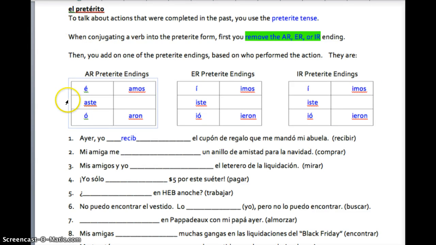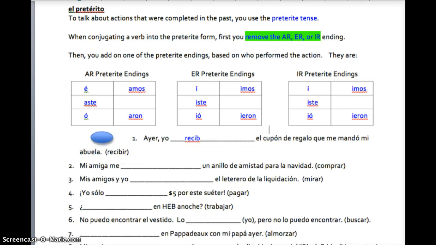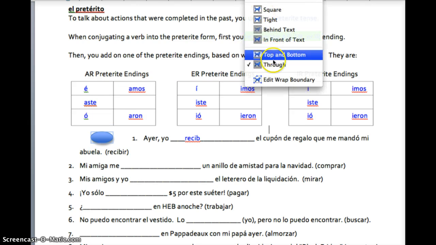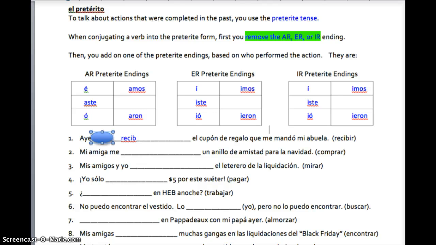And then I need to look at the subject. So I'm going to circle the subject. Anyway, so there's my subject, yo.